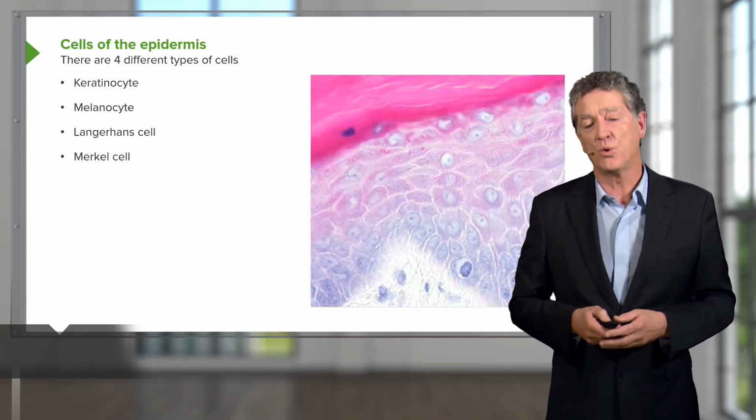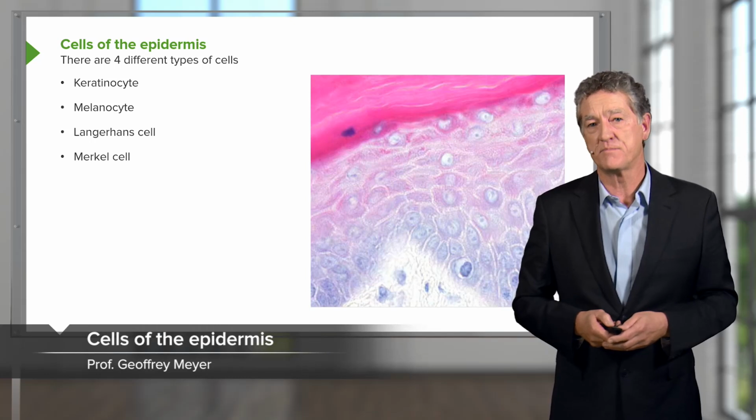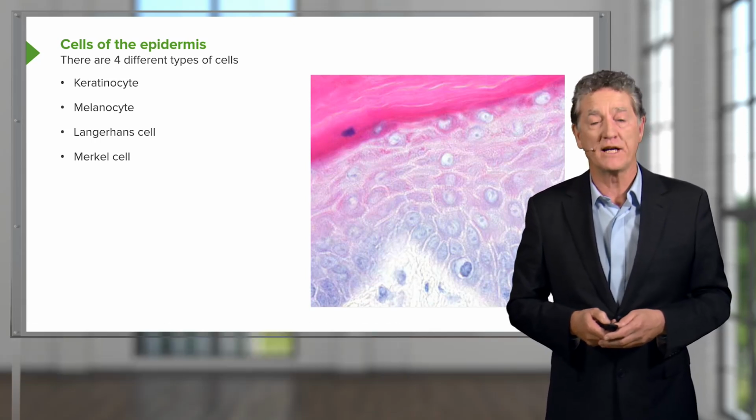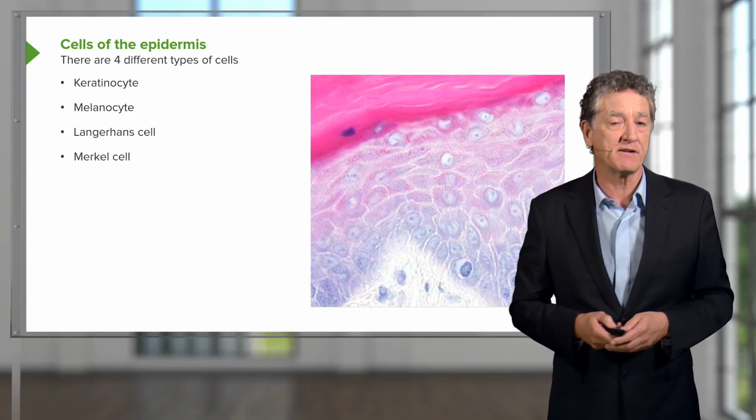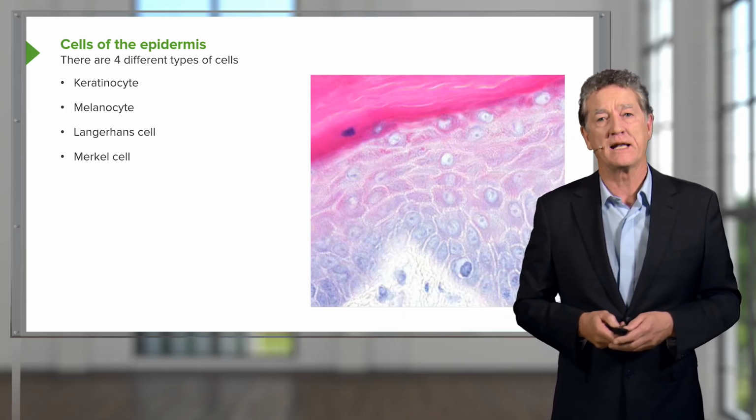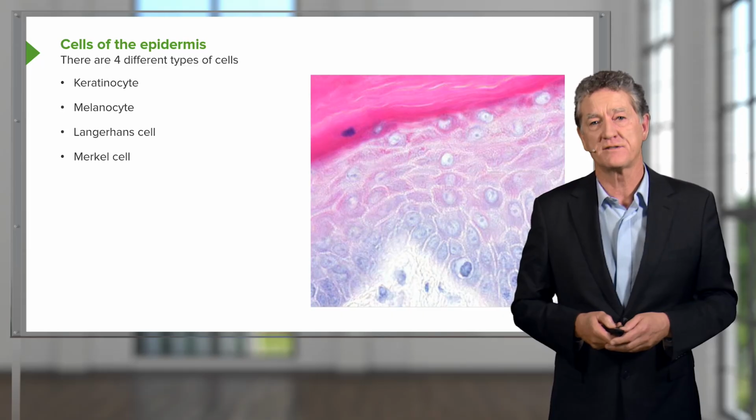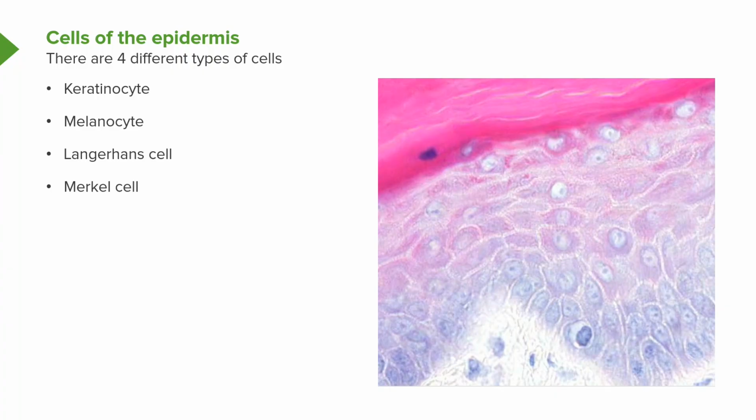Let's look now in more detail at the cells that make up the epidermis. We've already looked at the different layers of the epidermis, which reflect the process of keratinization and our waterproofing role of skin. But let's look at what cells are present and what they do. First of all, we've actually mentioned the keratinocyte before. It's the cell, as you see here, stained with a special stain that shows you really the accumulation of keratin within the cell.